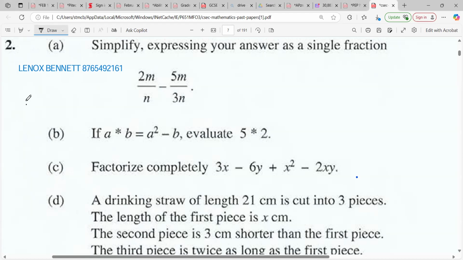Let's look at some past paper questions. It says, simplify the expression, giving your answer as a single fraction. So we are given 2m divided by n minus 5m over 3n. Let me just rewrite it. The first thing we want to do after we rewrite it is to find the LCM of these two.